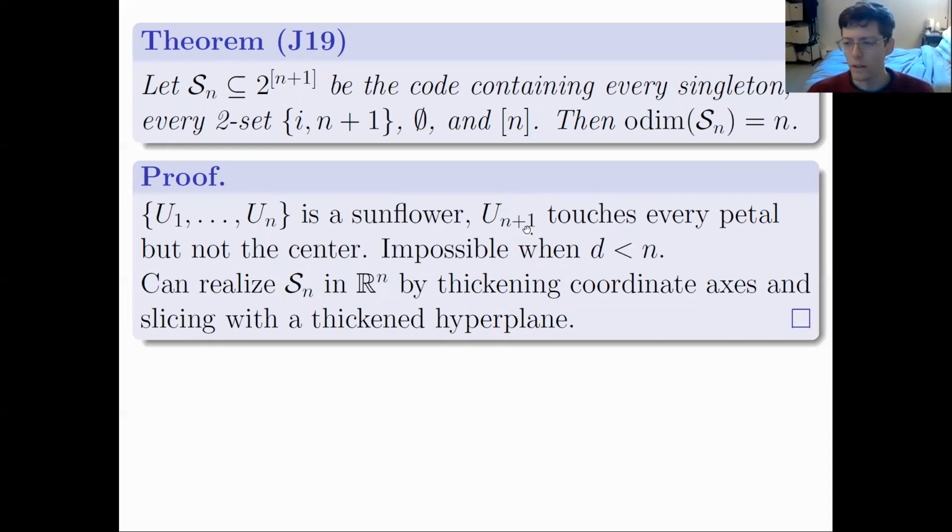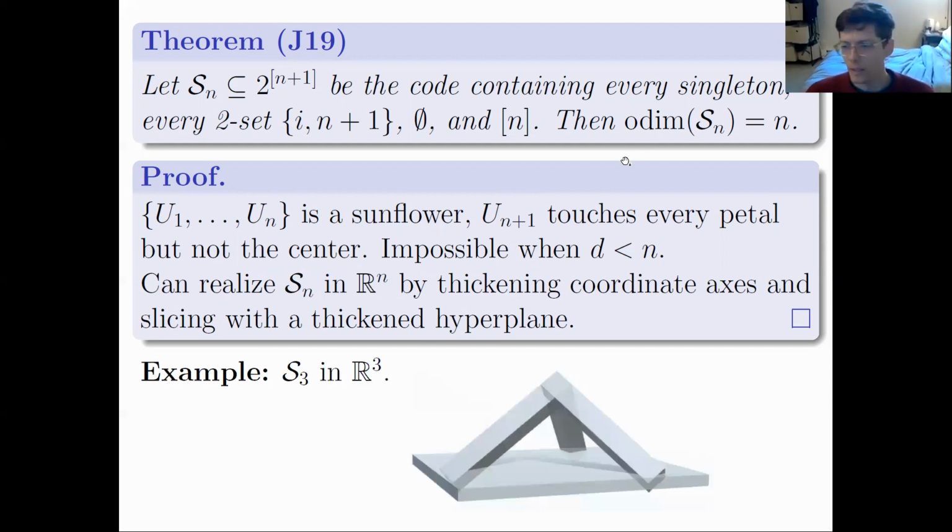And of course, that tells you one direction of the inequality. That tells you the open dimension is at least n. To show that it's no more than n, I have to construct a realization. Here's a picture of how that would look in the case n equals 3, for example. I can just thicken all of my coordinate axes into sort of rectangular prisms, and then slice through them with some hyperplane that's far away from the origin. And that gives me an open realization.